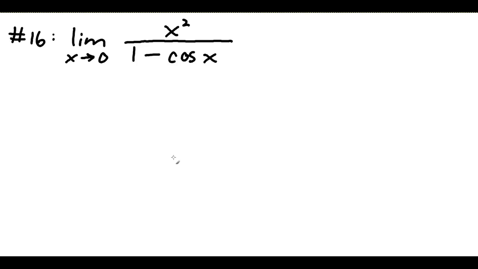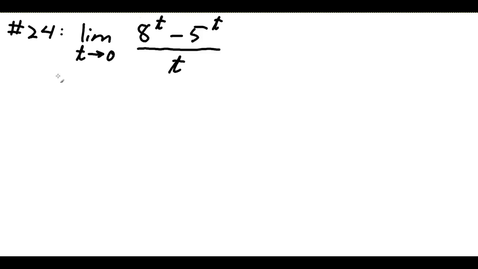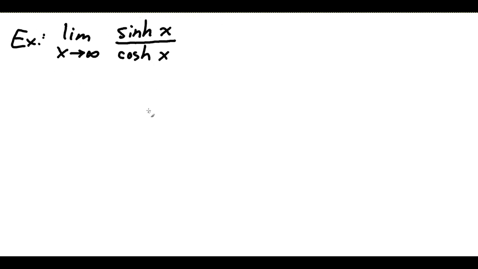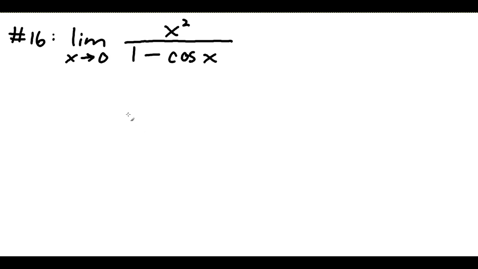In this video, I want to quickly run through 5 relatively short examples involving limits of quotients and how most of these relate to L'Hopital's rule. We'll look at exercises numbers 16, 22, 24, and 26 from the textbook, as well as another example here involving hyperbolic functions. So starting with number 16, we have the limit as x approaches 0 of x squared divided by 1 minus cosine x.